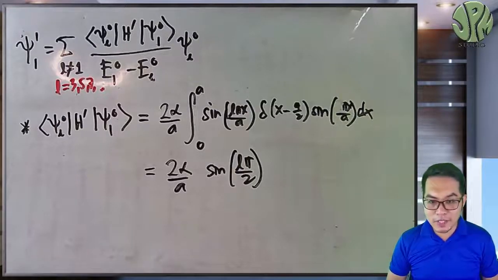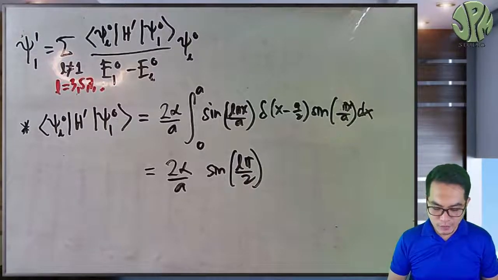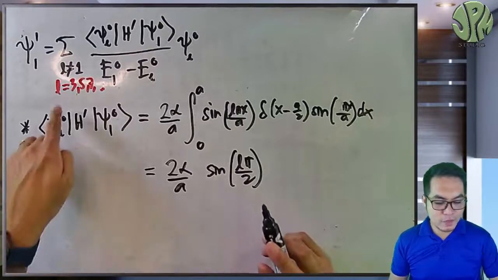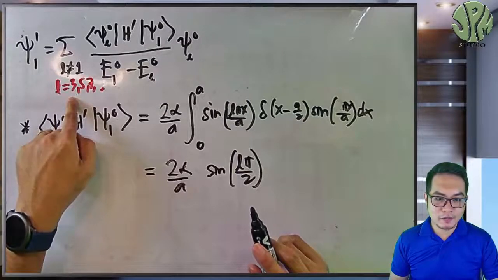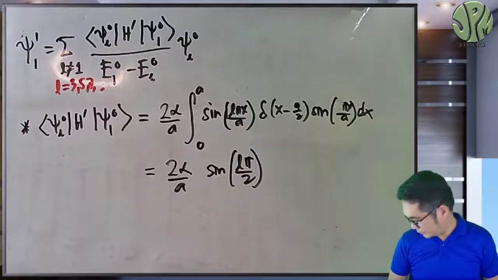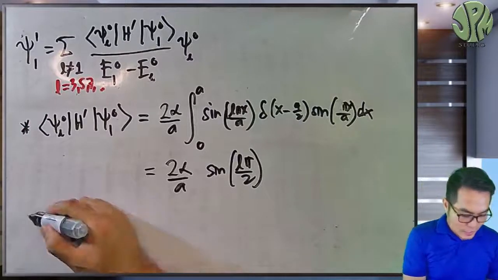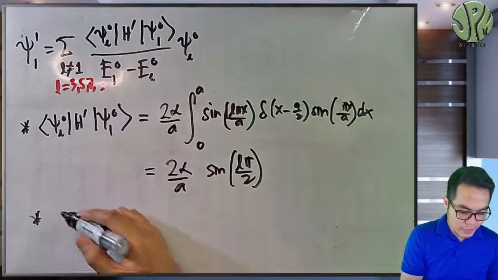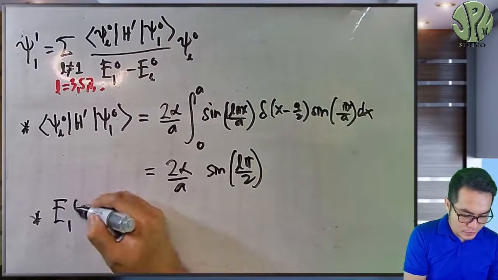Not necessarily 1. It's either 1 or negative 1. But the value of L only starts from 3, because L is not equal to 1. So 3, 5, 7, and so on. And we already know this one in the numerator, and in the denominator you have E_1^0 minus E_L^0.